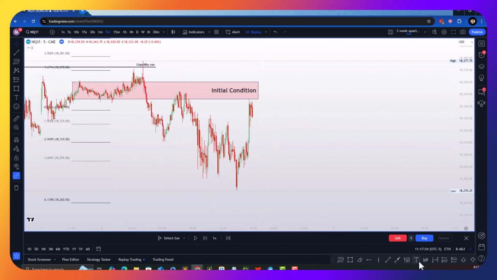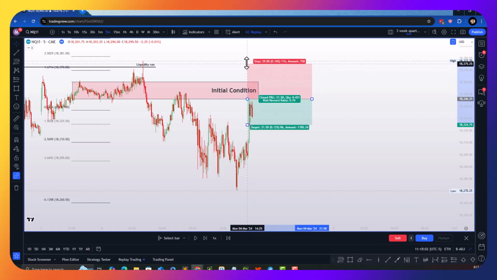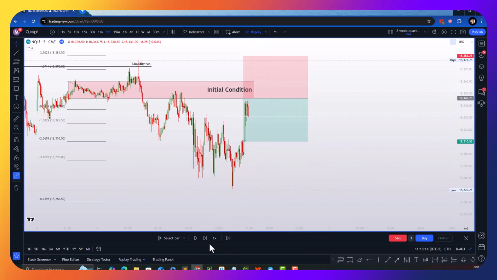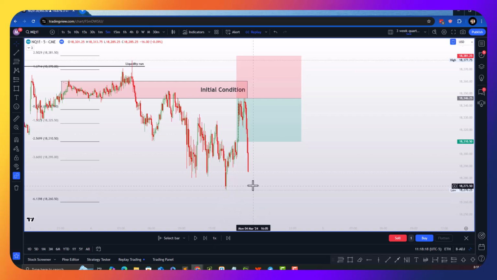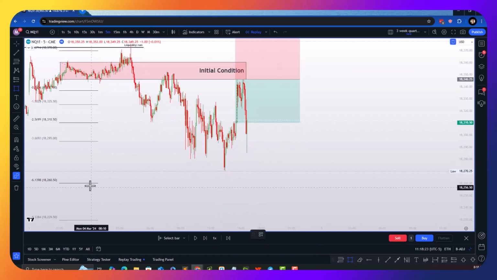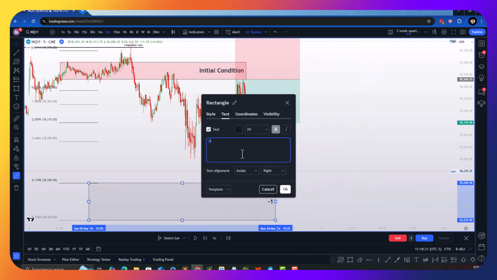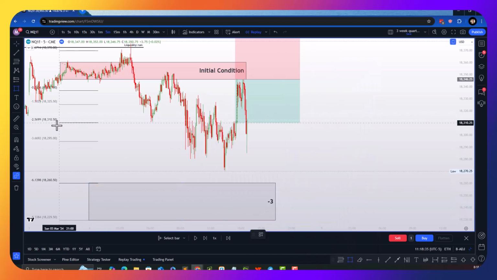And it came back to initial condition. Okay, so that would be a short entry if I'm feeling bear biased on this day. And it goes to the take profit. Now, again, on bearish days, typically we'll see a low at -3, so we could potentially get down there.